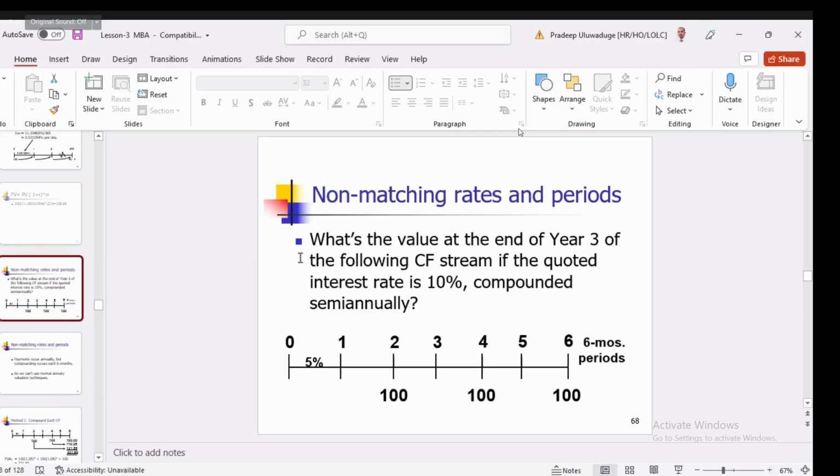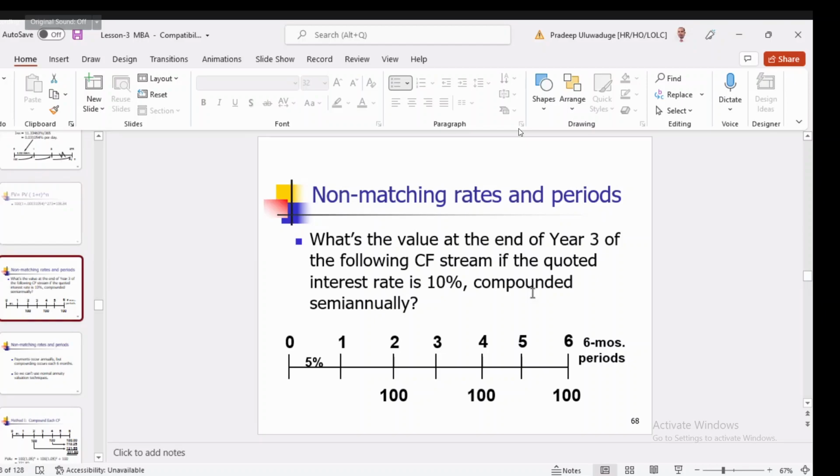Then non-matching rates and periods. So another variation. What's the value at the end of year 3 of the following cash flow stream if the quoted interest rate is 10% compounded semi-annually? Now cash flows occur on an annual basis, so the timeline is given. What is the value at the end of year 3?